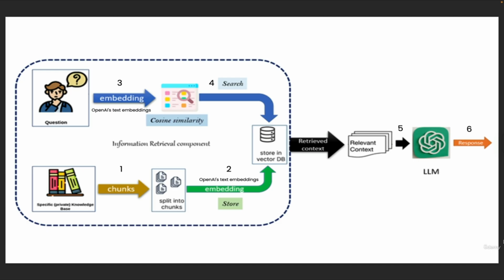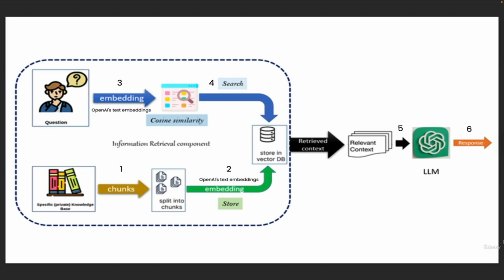Now, when a user asks a question, for example, "How do I change my billing method?" that question is also converted into a vector using the same embedding model. That vector is then sent to Pinecone, which compares it to all your stored document chunk vectors. Using cosine similarity, it finds the chunks with the closest meaning, even if the wording is totally different. Those relevant chunks, along with the original question, are passed to a language model, like GPT-4 or Claude. Finally, the model generates a smart, helpful answer in natural language based on your data, not just guesses from general training.